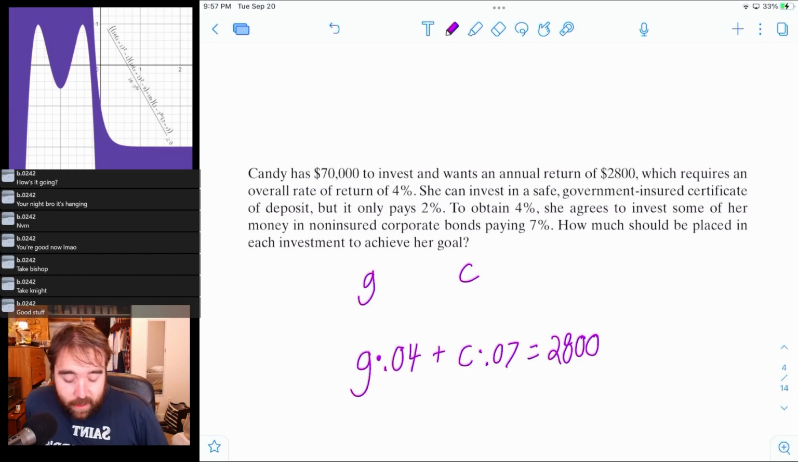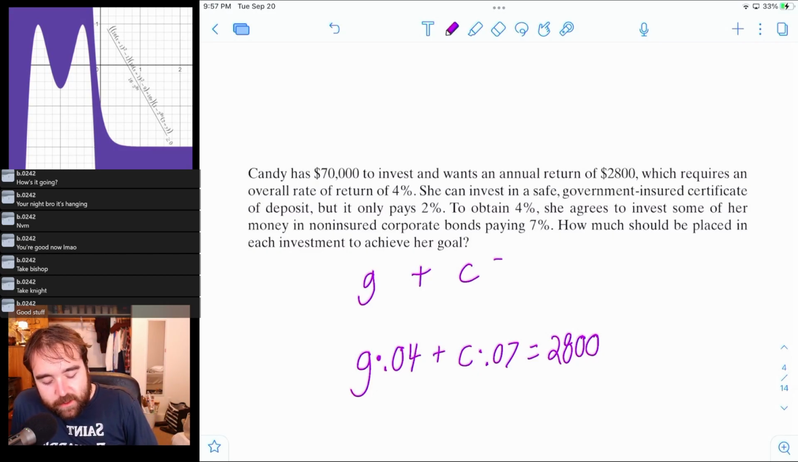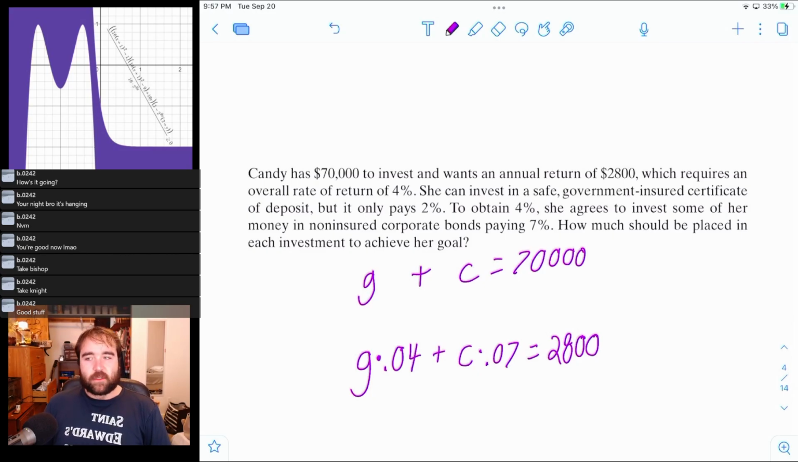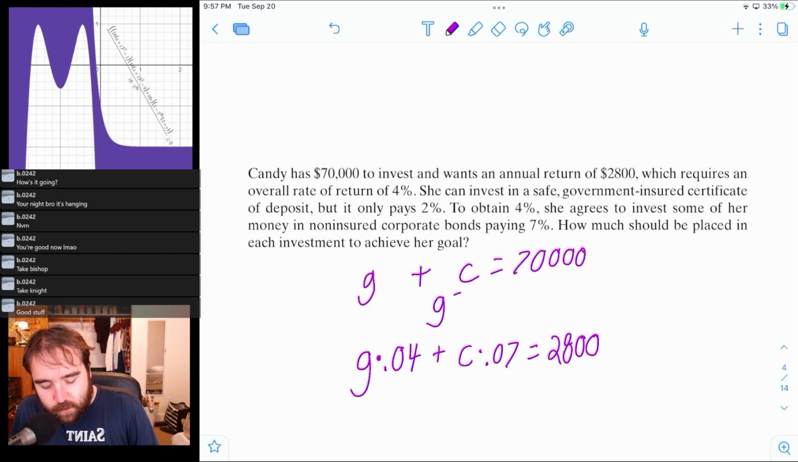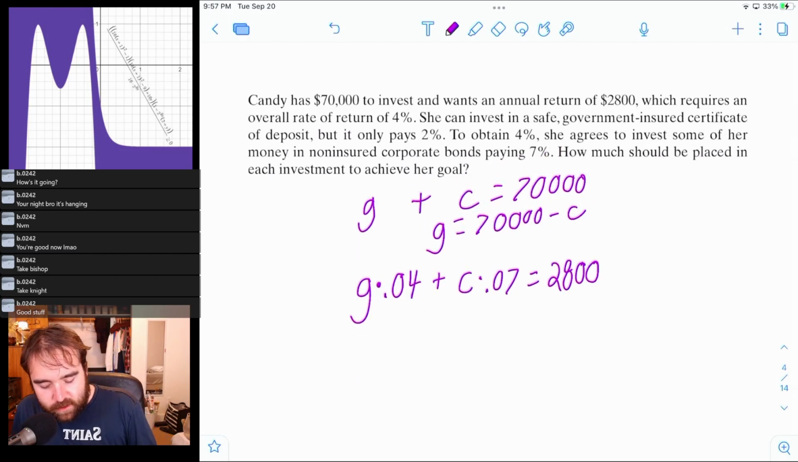And so in my mind, this is a system of equations, because what other thing do we know? We know that the amount of money she's going to put into government bonds and the amount into corporate bonds together is going to be 70,000. So really what we have here is a system of equations. They probably want you to take this equation and solve it for G, so 70,000 minus C, and then put that into the second equation.